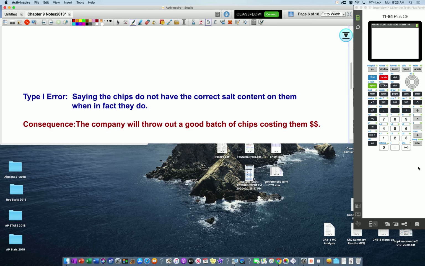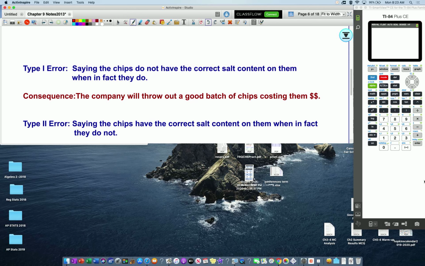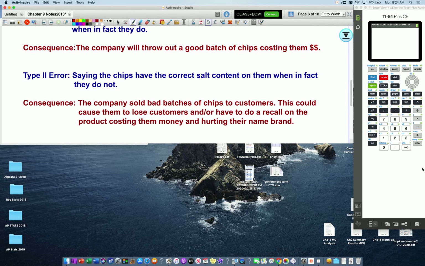However, if we take a look at the type 2 error, this is saying that the chips are good when in fact they're bad. So this is what happens when you buy a bag of chips and you get too much salt on them, or not enough salt, or not enough flavor. Something's wrong with them. This is the type 2 error. What's the consequence of this? Well, people are not going to be very happy. They've just sold a bad batch of chips to everybody, and they're potentially going to have to do a recall if it's that bad.